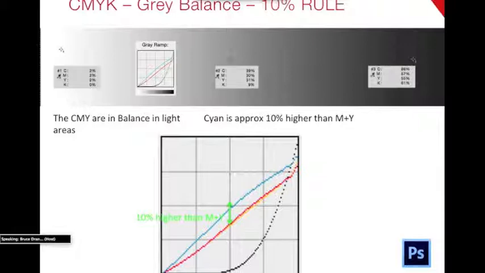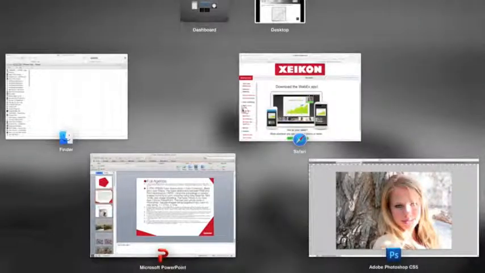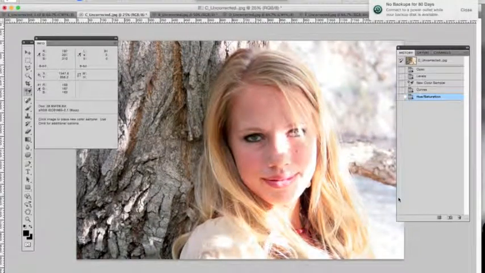What we learn is that there is a rule we can use for grey balance in colour images. Whereas with our RGB, we were looking for even amounts of RGB, in a grey image, we're now looking for around the same amounts of CMY and approximately 10% more cyan. So as you see, we're going back to Photoshop, and we're going to try to apply this technique.